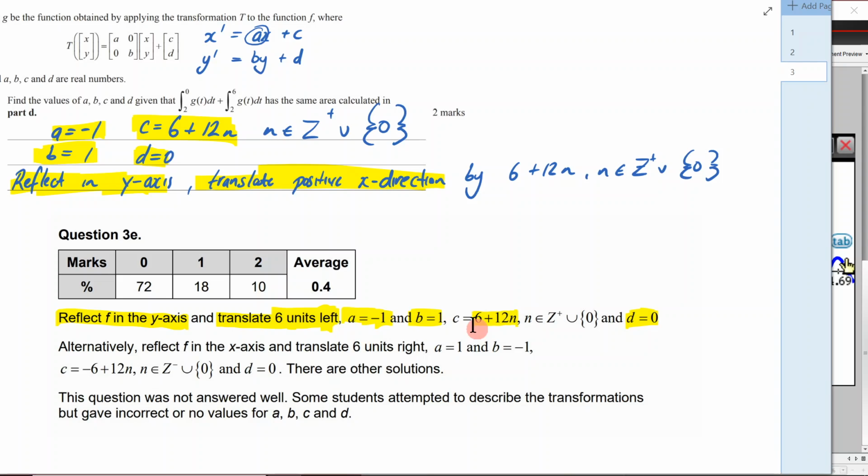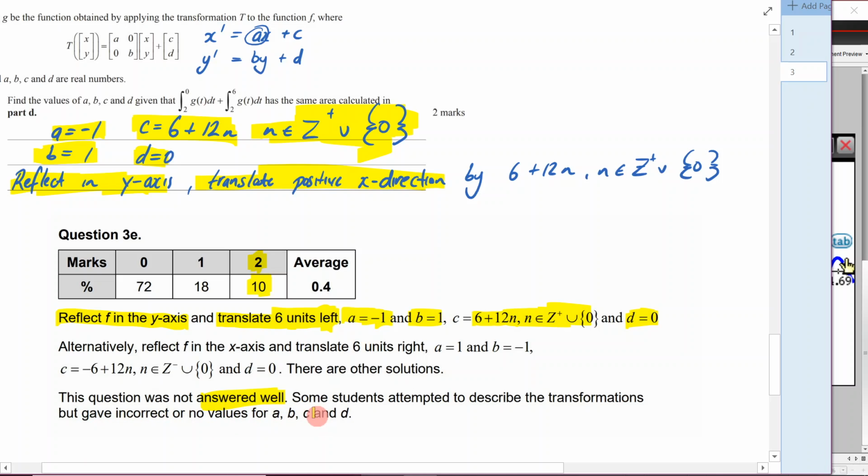But then the rest is correct. The rest of what we wrote, they have written right there. Let's keep reading here. It says, this question was not answered well. Only 10% of the state got the full 2 marks. Some students attempted to describe the transformations, but gave incorrect or no values for A, B, C, and D.